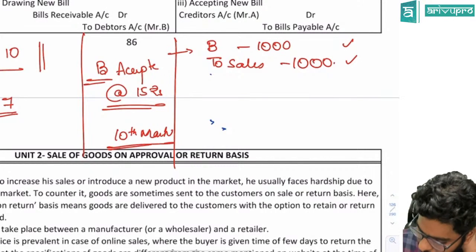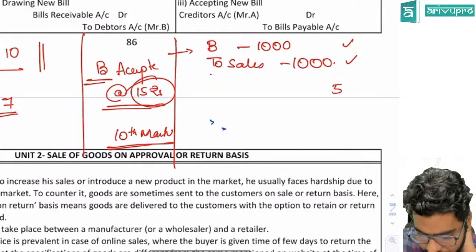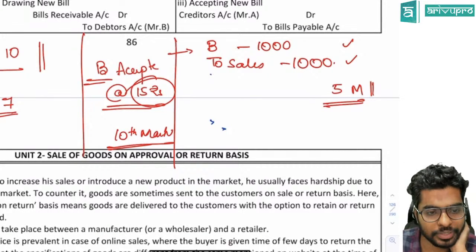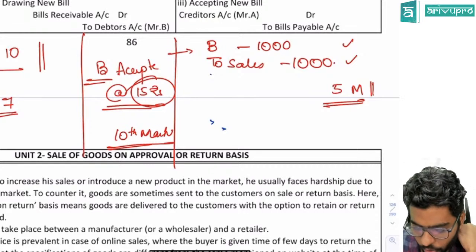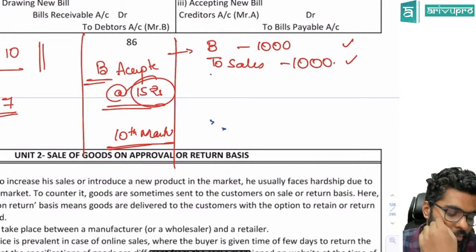On 10th March, when B accepted it at 15, he's accepting at 5 rupees more than the price at which I sent. So I would be recording transactions only for that 5 rupees more. Are you clear?